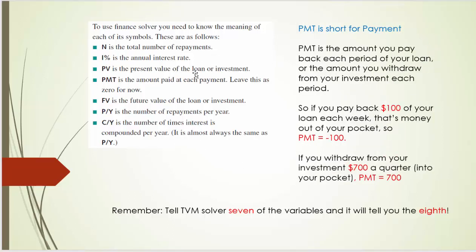PMT stands for payment, and it's the amount paid in each payment. If you, for instance, are paying back $100 of your loan each week, that's money out of your pocket, so PMT goes in as minus 100. On the other hand, if you've got a big investment and you're taking $700 a quarter out to spend on the pokies or whatever, cost of living, money into your pocket, so PMT is $700 in a quarter.